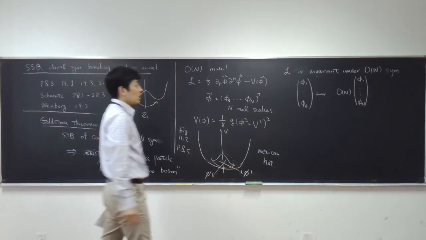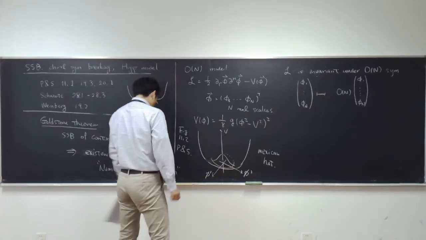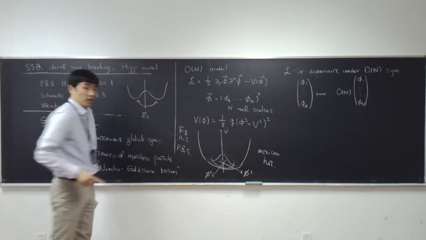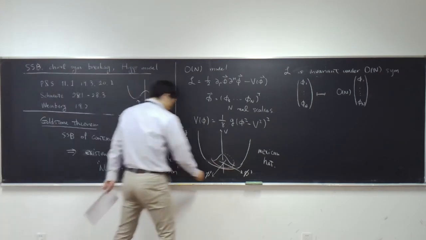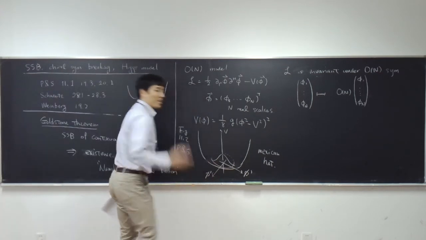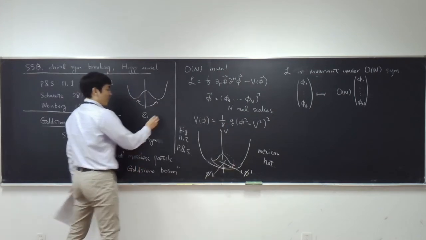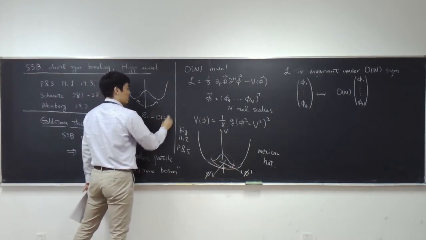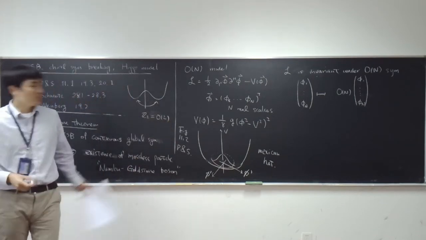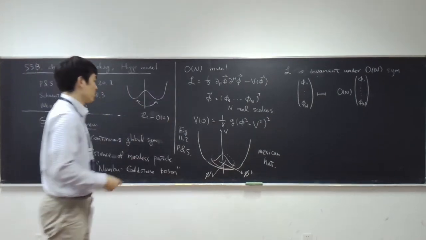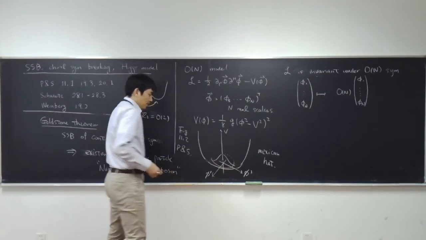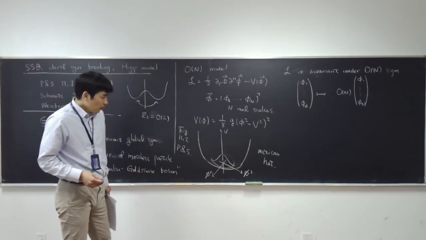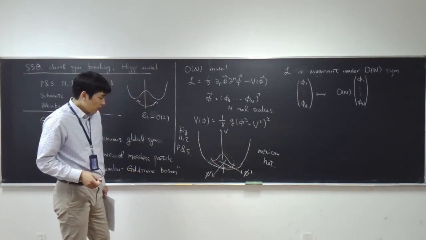So this is the classical Lagrangian. But as in the Z2 model, as I mentioned last time, of course, let me tell you: if you take n equal to 1, O(1) is Z2. So it's just a higher rank model.